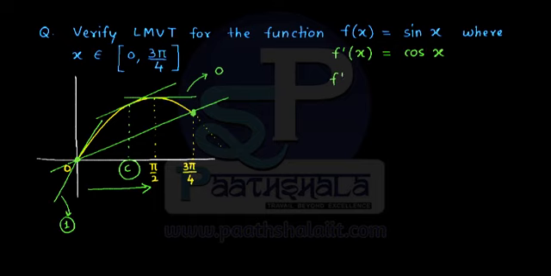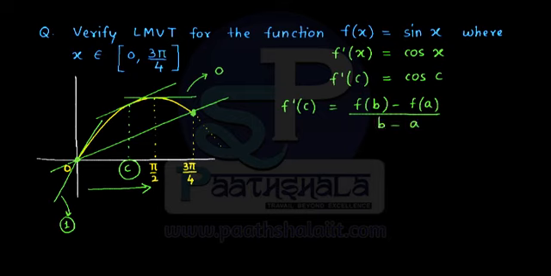So f dash of c will of course be equal to cos c. Now as per the LMVT, it guarantees that f dash of c will be equal to f of b minus f of a upon b minus a. So substituting, we get cos c is equal to f of b, the value of the function at 3 pi by 4, which is our b. The original function is sin x, right? So sin of 3 pi by 4, we know, is 1 upon root 2, the same as sin of pi by 4, minus f of a.